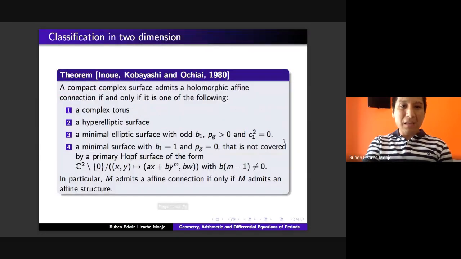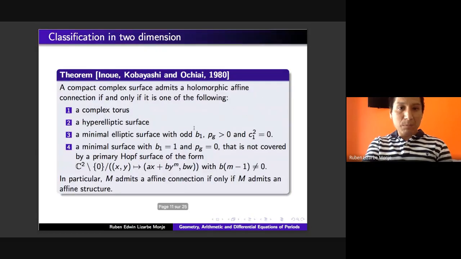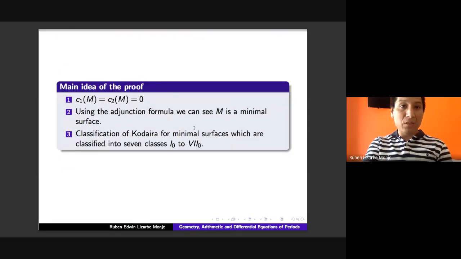Okay? The main idea is, first, to show that the first Chern class and the second Chern class are equal to 0. The second idea is using the genus formula, we can see M is a minimal surface. If M is a minimal surface, there exists a classification of Kodaira for minimal surfaces. There exist 7 classes. The classification is the main idea for this proof. Okay, this is in dimension 1.